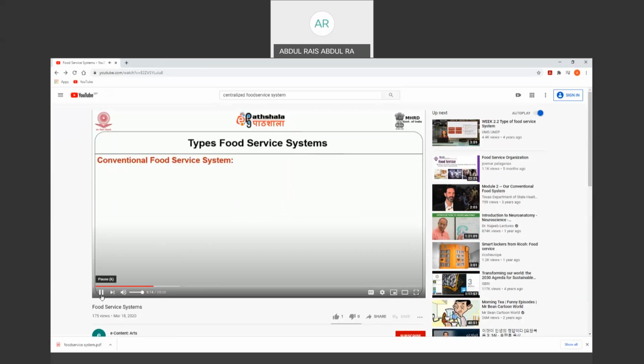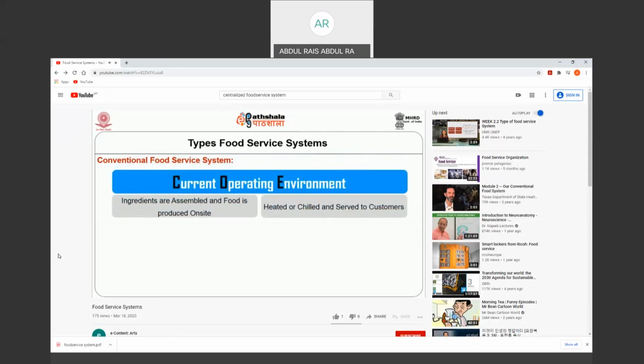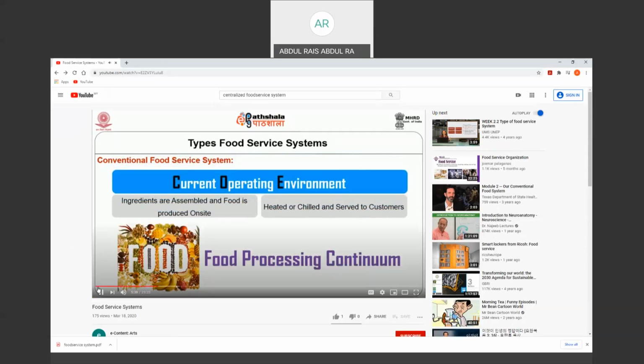The conventional food service system is most common, although that is changing due to the current operating environment. In conventional food service systems, ingredients are assembled and food is produced on site. It is either heated or held chilled and then served to customers. As seen in this figure, food is purchased all along the food processing continuum.